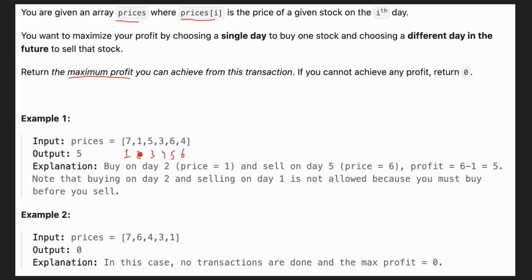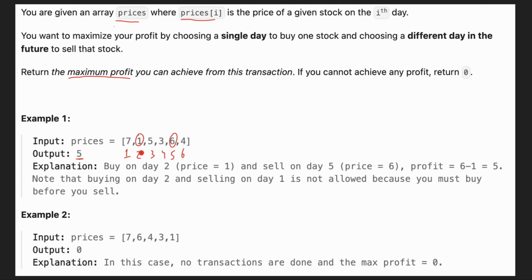So we can buy a stock on a certain day, and sell the same stock on another day, and we need to find a transaction that would give us maximum profit. For example, in this case, if we buy at day 2 and sell at day 6, we make a profit of 5, right?